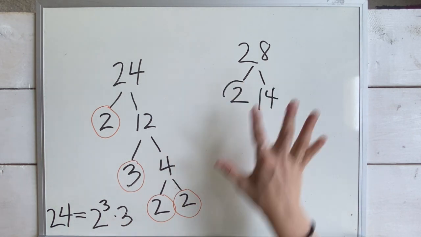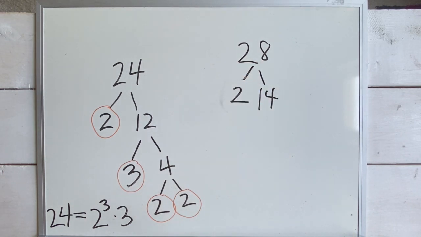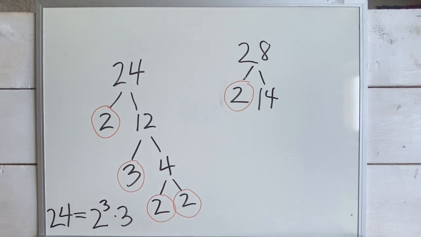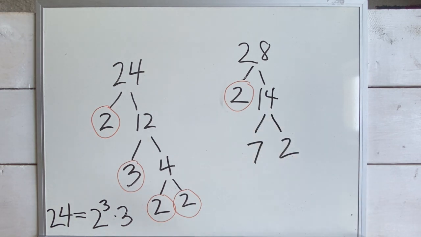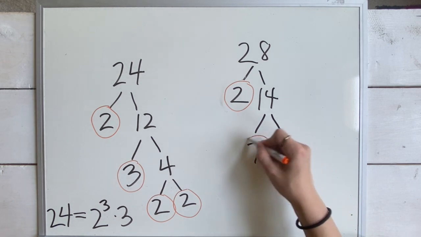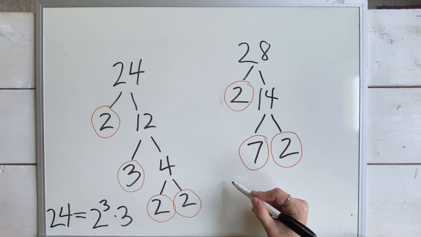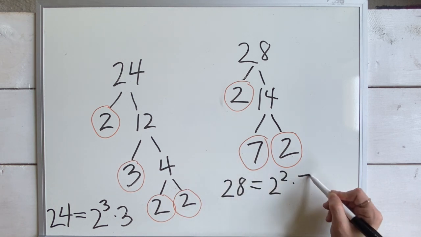Prime factorization. Let's do that for 28. All right, now we have our prime factorization of 28 is 2 squared times 7.